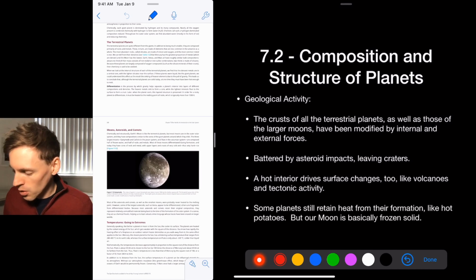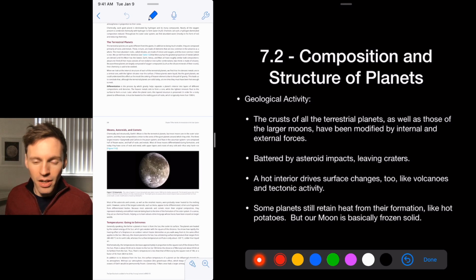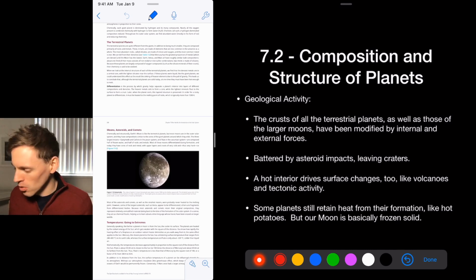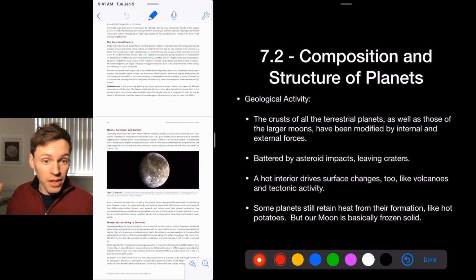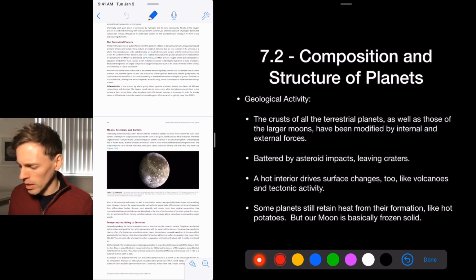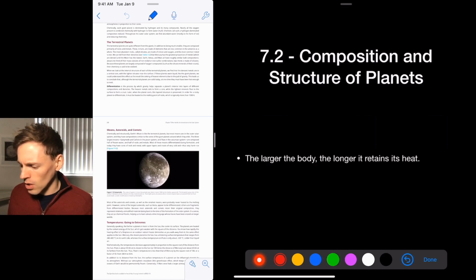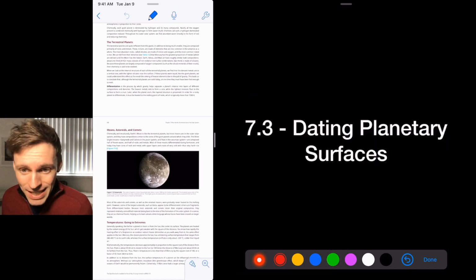So some planets still retain heat from their formation, and you can think of them as like hot potatoes. Whenever you make a baked potato, it's always hot, no matter what. You have to cut it open and let it cool off, otherwise it just stays hot. Other planets, if they're small enough, like our moon, are basically frozen solid. It's cooled off, it has no geological activity, so when you look at it, it's just gray and covered in craters. The larger the body, the longer it retains heat.